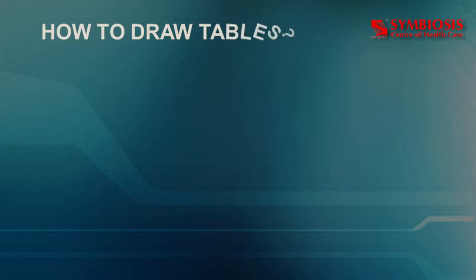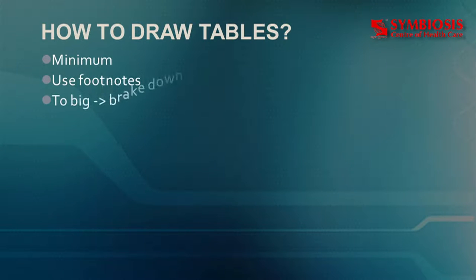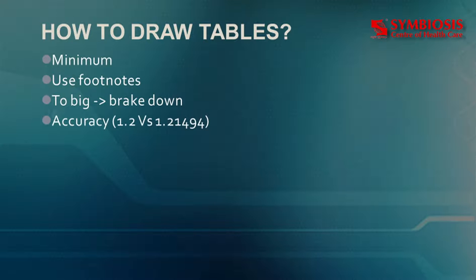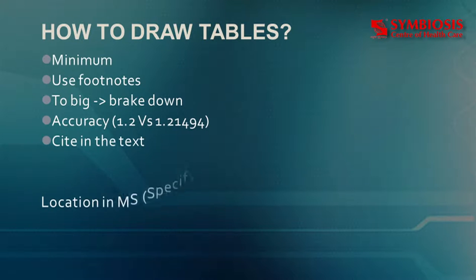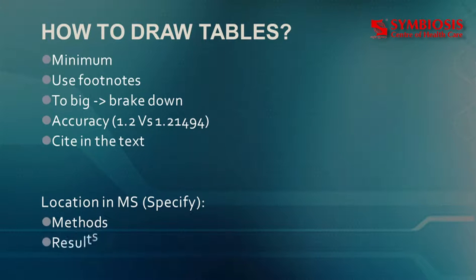How to draw tables also includes keeping the minimum number of tables. You can't have so many tables. Use footnotes. If there are bigger tables available, you break them into smaller tables. Cite in the text, and at times you have to specify the location of the tables, like whether it is to be incorporated as a part of methods or results and discussion, specify that.